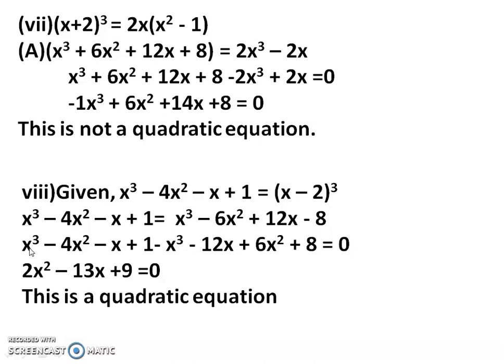You can see x cube minus x cube got cancelled. Okay, so this is a quadratic equation. Why? Here the largest degree or the highest degree is 2. You can see 2 here. 2x square minus 13x plus 9 equal to 0. You can say that this is a quadratic equation.